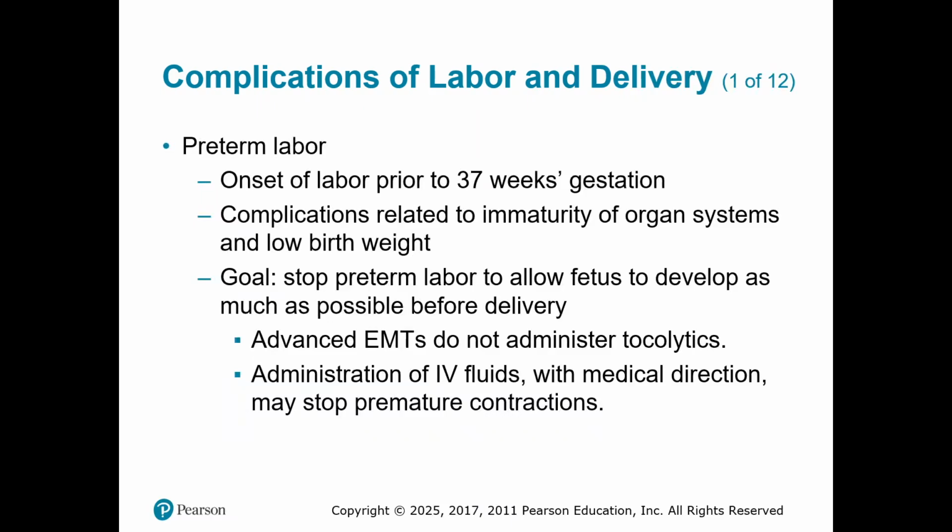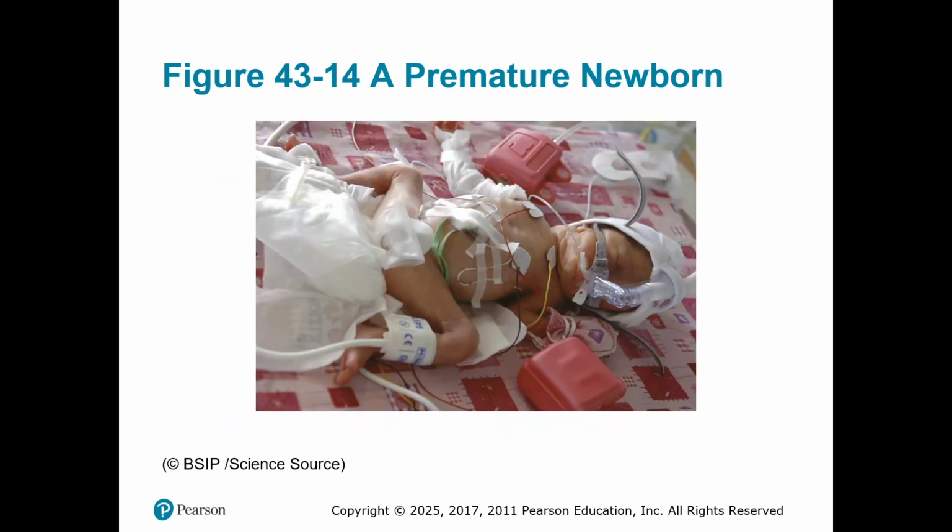Preterm labor is onset of labor prior to 37 weeks gestation. Complications are related to immaturity of organ systems and low birth weight. The goal here is to stop preterm labor to allow the fetus to develop as much as possible before delivery. AEMTs do not administer tocolytics. Administration of IV fluids with medical direction may stop premature contractions. This is a picture of a newborn.